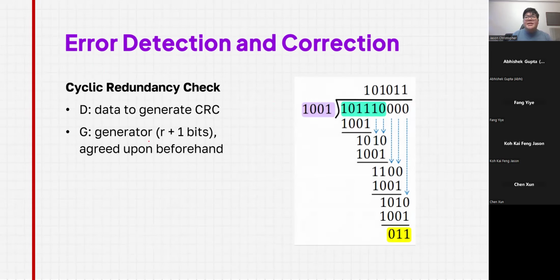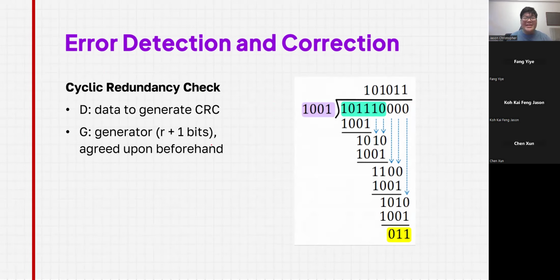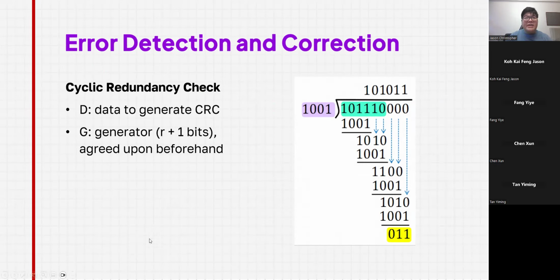There's also another scheme that we can use, which is called the cyclic redundancy check, or CRC. If I remember correctly, this would be part of your assignment 3 later on. In CRC, both sender and receiver have to agree upon something called the generator. If your CRC will be of R bits, then the generator should be R plus 1 bits.